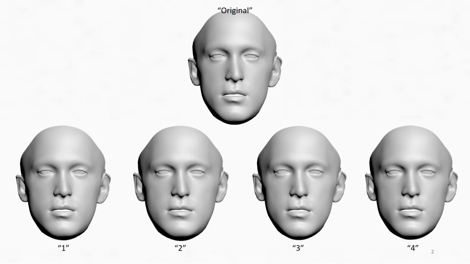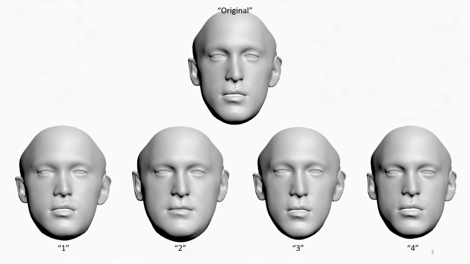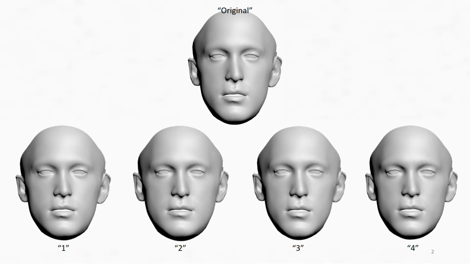PCA eigenvectors characterize the data variation space, but don't provide a clear intuitive interpretation. Here we show the result of editing with the first 4 eigenvectors. As can be seen, the global eigenvectors make changes all over the face, and the changes don't have a meaningful interpretation.